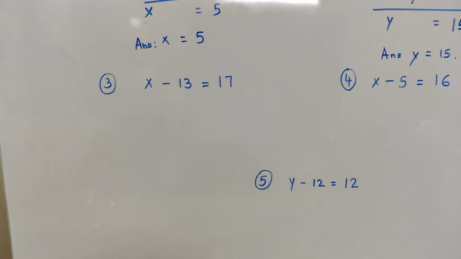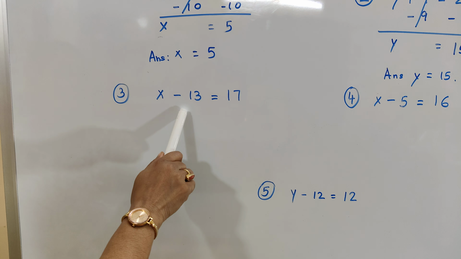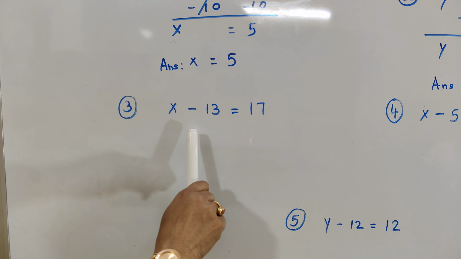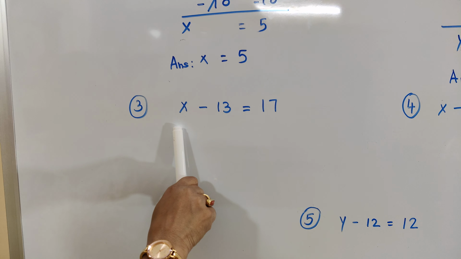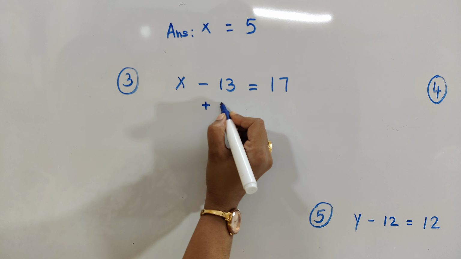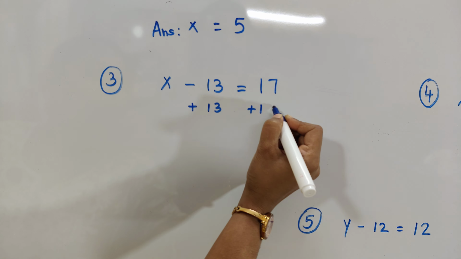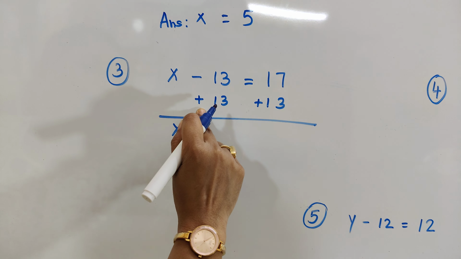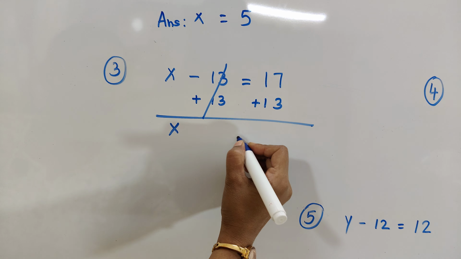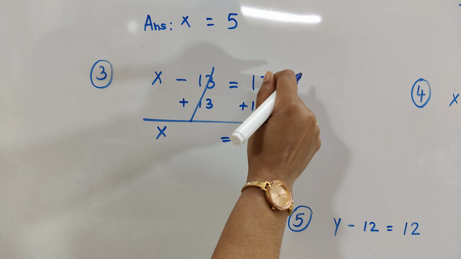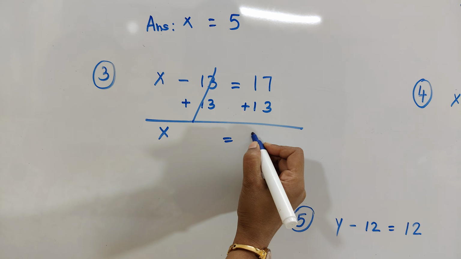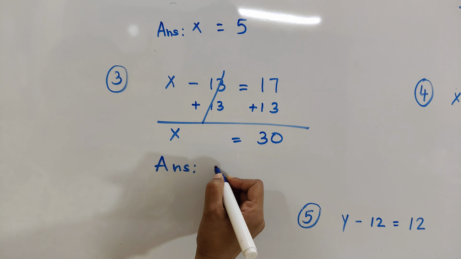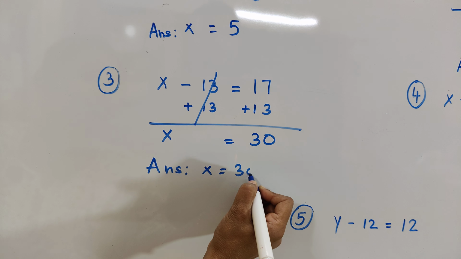Let's do the next question. Our next question is x minus 13 is equal to 17. Over here, to separate minus 13 from x, we will add 13 on both sides. So x minus 13 plus 13 will cancel out, is equal to 17 plus 13, which is 30. Answer, x is equal to 30.